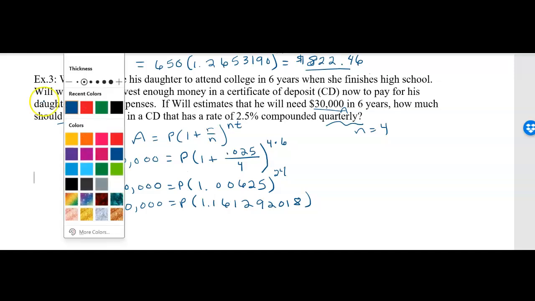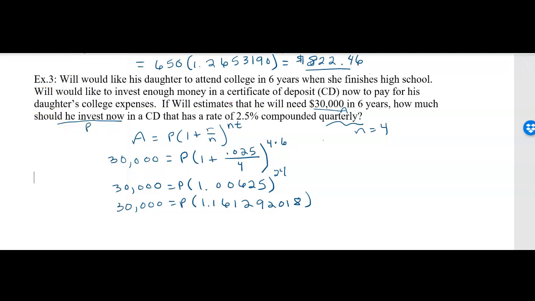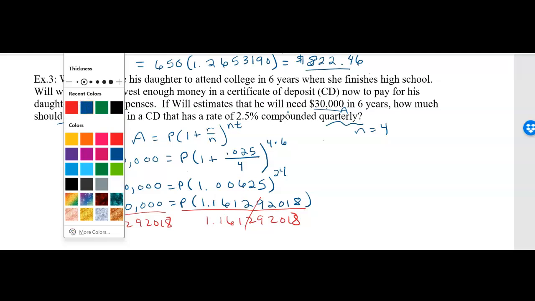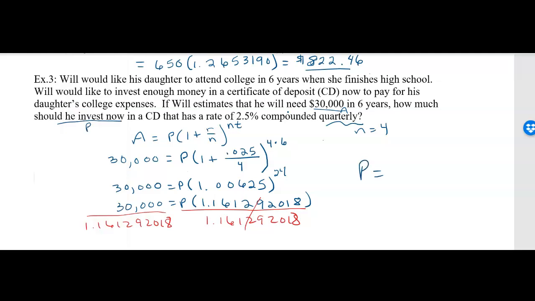Okay, we did this with simple interest. It just doesn't look as simple. But you want to solve for P. Then that means I need to divide both sides by this long decimal. Okay? But that's what we're doing. We want to figure out what he needs to be putting in every single quarter for the 6 years. Take 30,000 divided by that number. And then you're going to round to the nearest dollar.